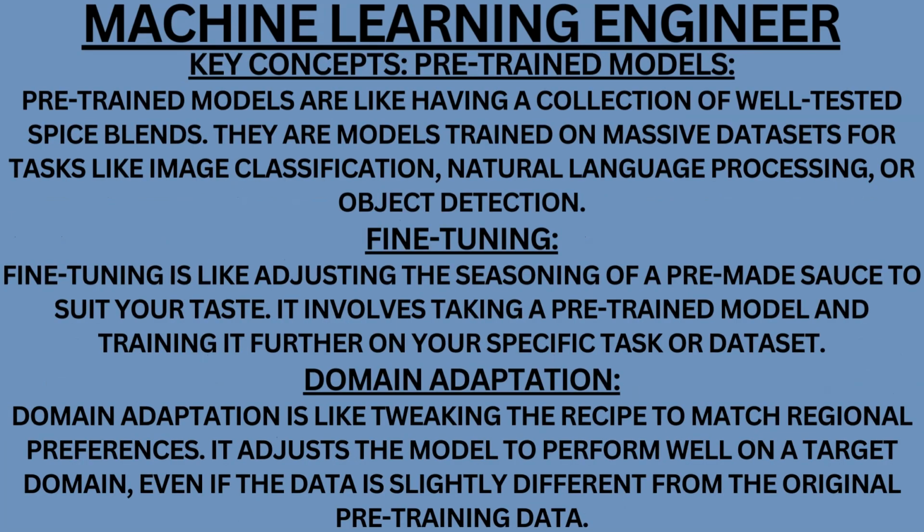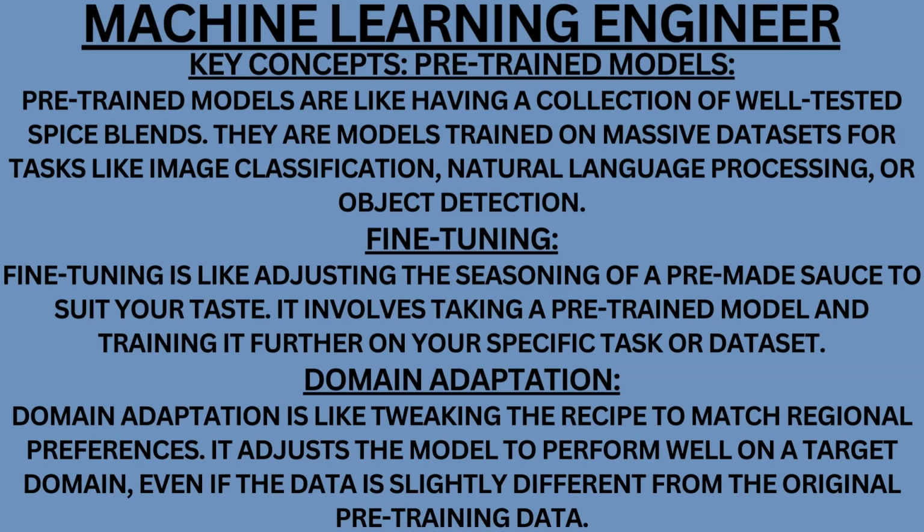Key concepts, pre-trained models. Pre-trained models are like having a collection of well-tested spice blends. They are models trained on massive datasets for tasks like image classification, natural language processing, or object detection. Fine tuning. Fine tuning is like adjusting the seasoning of a pre-made sauce to suit your taste. It involves taking a pre-trained model and training it further on your specific task or dataset.